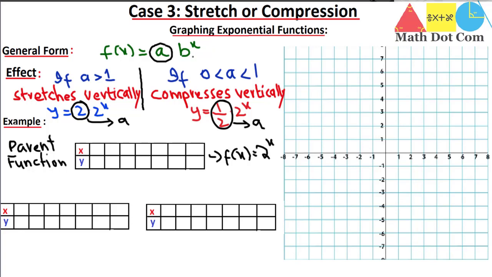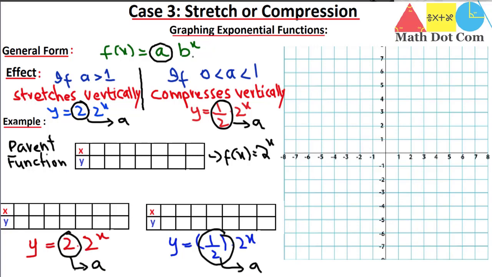Now the other ones, in layman's terms I can say, are the child functions, in which one function will be the one with the value of a greater than 1 and the other will be with the value of a less than 1. If I represent these functions, it will be y is equal to 2 dot 2 raised to power x, and the other function is y is equal to 1 by 2 dot 2 raised to power x. Keep this in your mind that this 2 here is a and this 1 by 2 here is also a. So let's plot them so that we can check their difference.